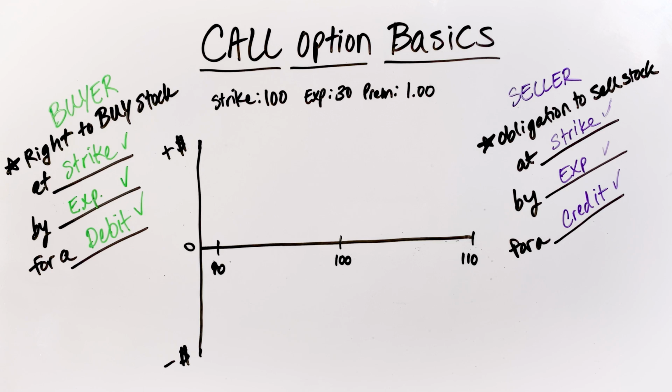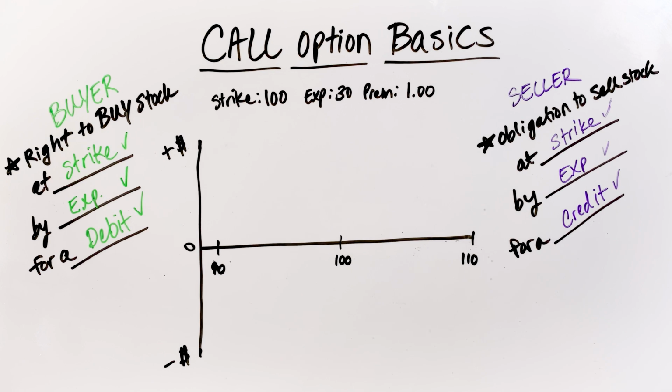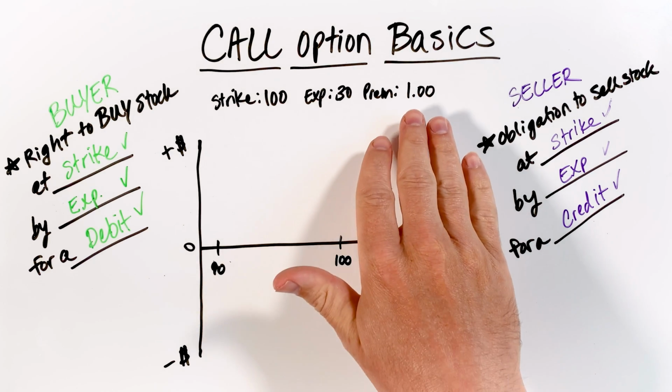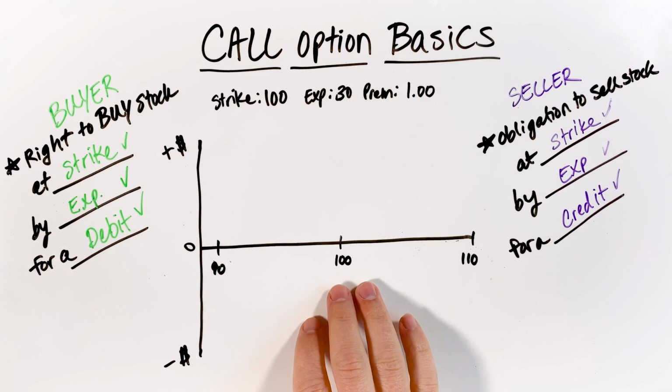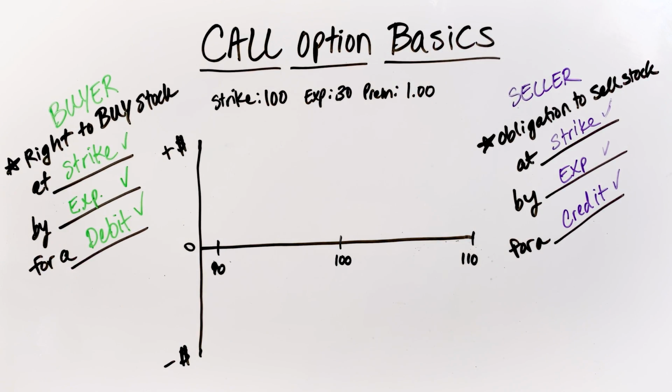Now, if you took our course and you watched our videos on option contract multipliers, this essentially means that the premium is effectively $100 at the end of the day. But we'll still use the $1 because it relates to the strike price and to the actual share price a little bit better as we go through our description here.